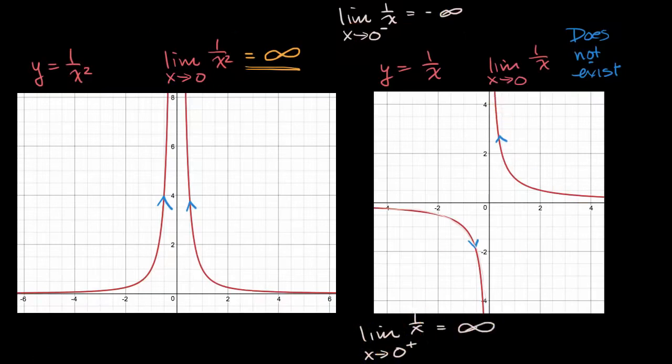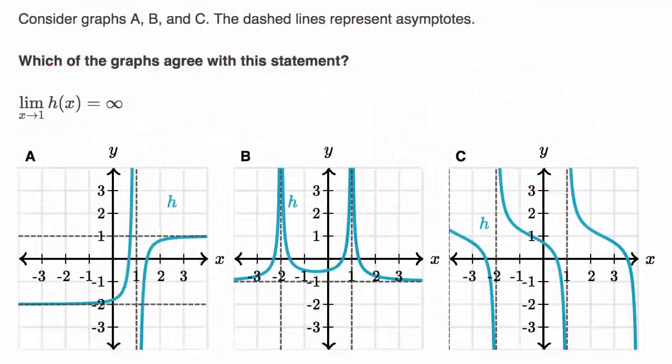Let's do an example problem from Khan Academy based on this idea and this notation. So here it says, consider graphs A, B, and C. The dashed lines represent asymptotes. Which of the graphs agree with this statement that the limit as x approaches 1 of h of x is equal to infinity? Pause this video and see if you can figure it out.